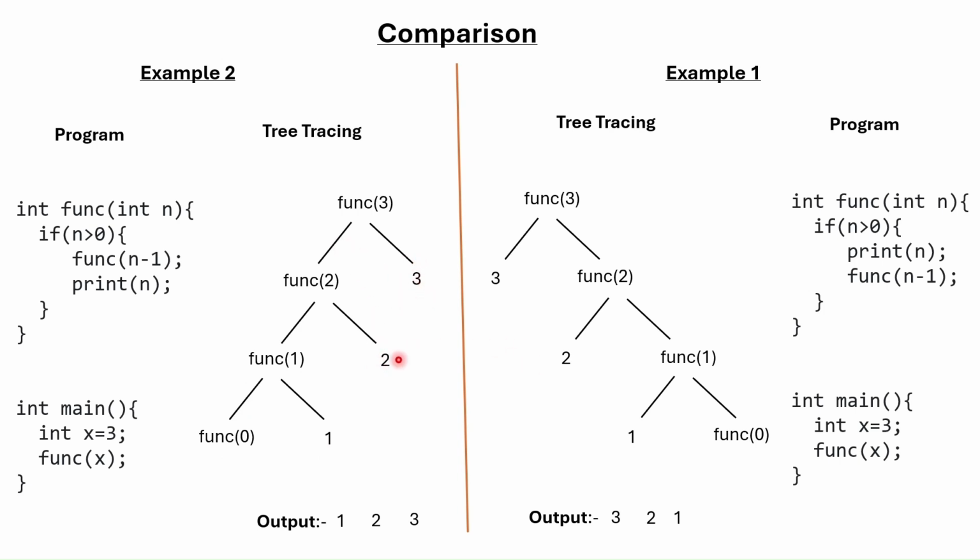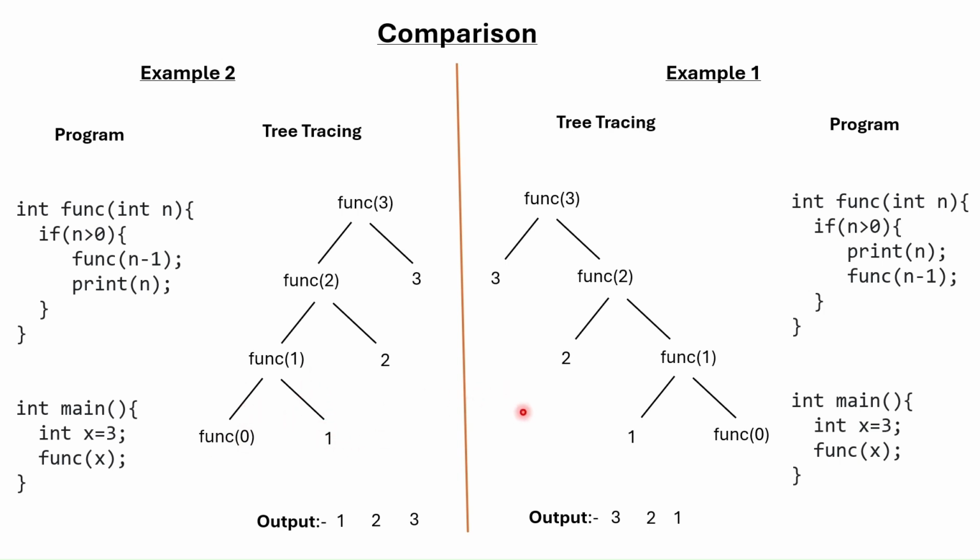So from these two examples, what we notice is that this statement is executed when this function completes its exploration. So this 3 will only get printed when this function 2 is completed, and this 2 is printed when this function is completed, and this one is printed when this function is completed. So that's why when it's returning, then it prints.